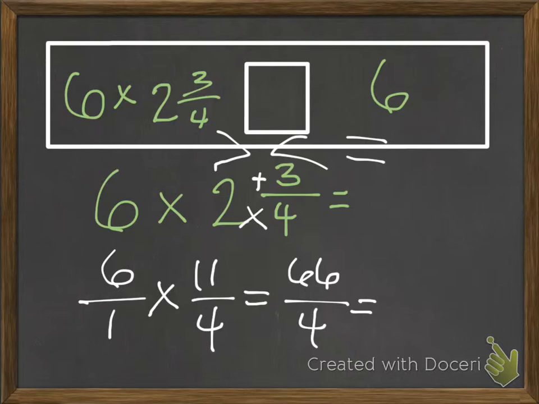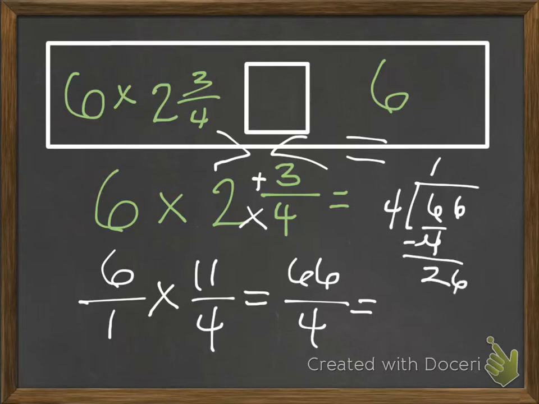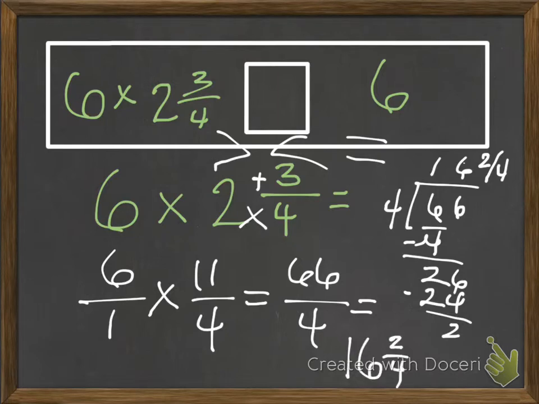And 66 divided by 4, so let's see here. 66 divided by 4 is not something I know off the top of my head. 1 times 4 is 4. Subtract, pull down. Let's see here. 6. 6 times 4 is 24. Subtract, 2 fourths. Okay, so I get 16 2/4, and we know that equals 16.5.